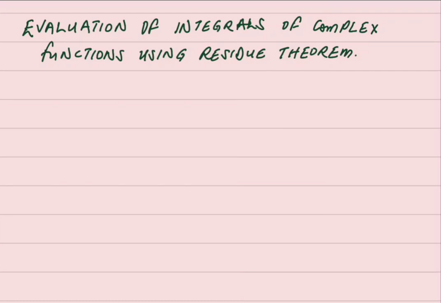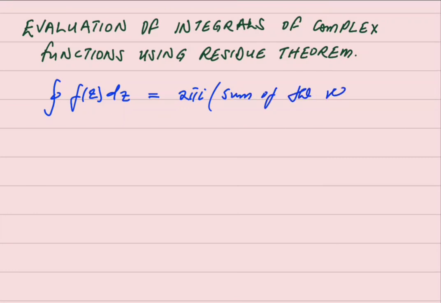that the integral of f of z dz is equal to 2 pi i times the sum of the residues. So it is based on this that we are going to discuss today. So let's quickly go to a given example.